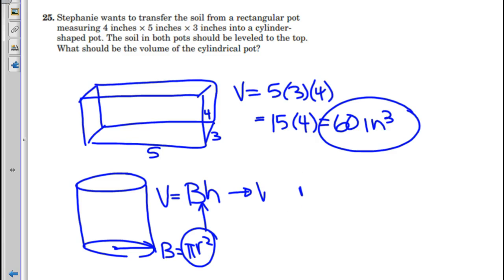Stop. Okay. Sorry, my paper hit the tray on the whiteboard. Pi r squared multiplied by the height. That's the volume of this cylinder.